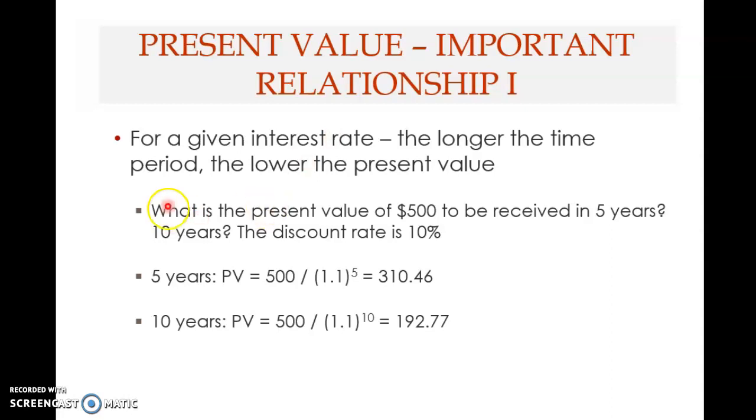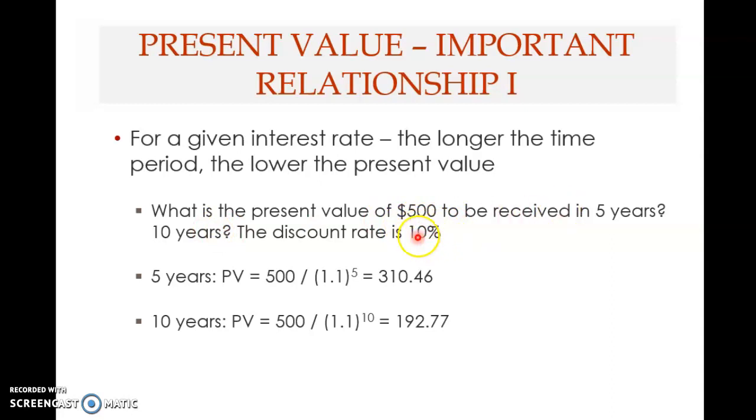Alright, so let's look at an example. What is the present value of 500, the future value to be received in 5 years? So n is 5 years, and then the discount rate is 10%. That's the first example. The second example is the future value is 500. Now the n is 10 years, not 5 years. We change 5 to 10. The discount rate remains the same.